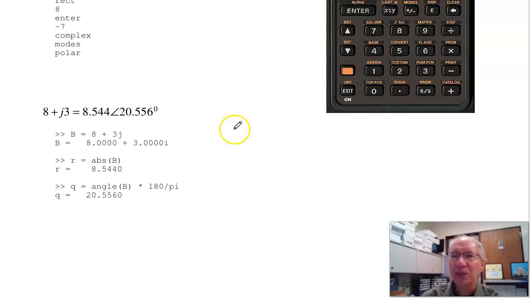Second number, 8 plus j3: you go over 8 in x, up 3 in y. The magnitude is 8.5, and the angle is 20 degrees.